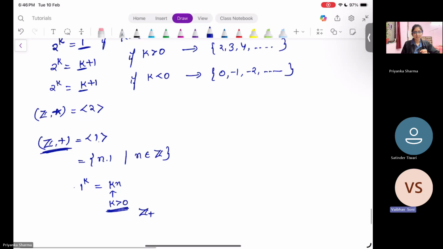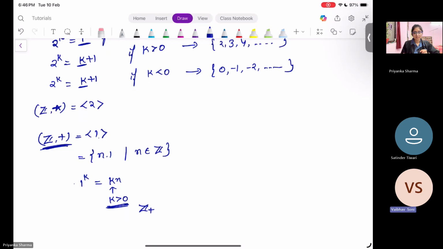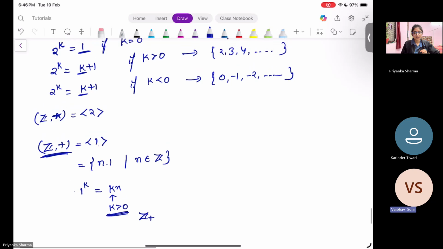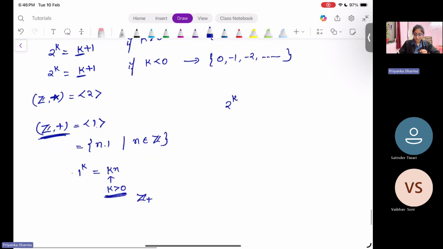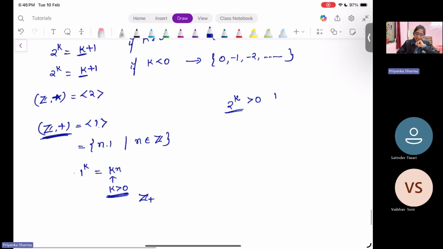No, ma'am, I was just saying that 2 to the power k is always greater than 0, so k has to be greater than -1 in the third case. Okay, now I got your point. 2 to the power k is always positive. Whenever you take k less than 0 or k greater than 0, you want to say this, right? Yes, ma'am. Okay, got it.